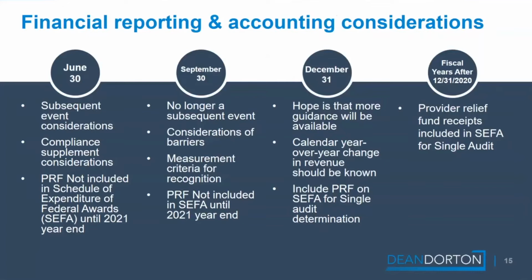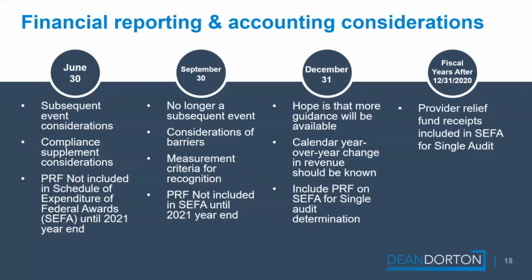At that point, we didn't know if you were going to be required to have a single audit. We knew shortly after June 30, but I don't believe as of June 30 we knew. In September, we had more information, not really much of a subsequent event consideration anymore, and we're trying to determine, have you met the measurement criteria to recognize revenue? And many had not recognized it at that point. By December 31, we had our arms around it. We knew our calendar year-over-year change in revenue, and so you should be able to estimate how much revenue you should be able to recognize as of December 31st.